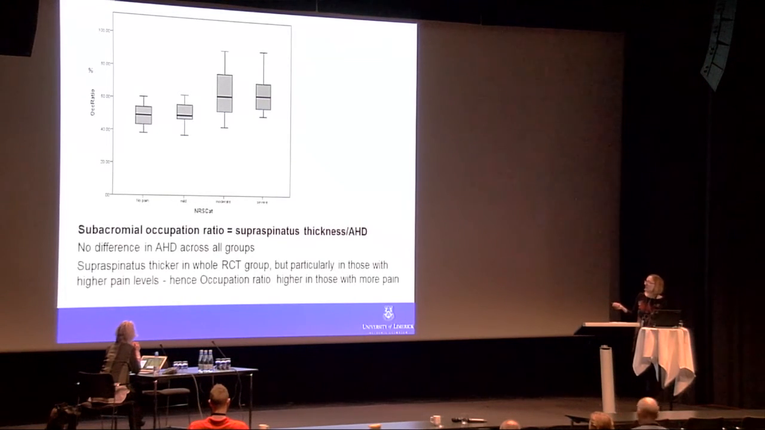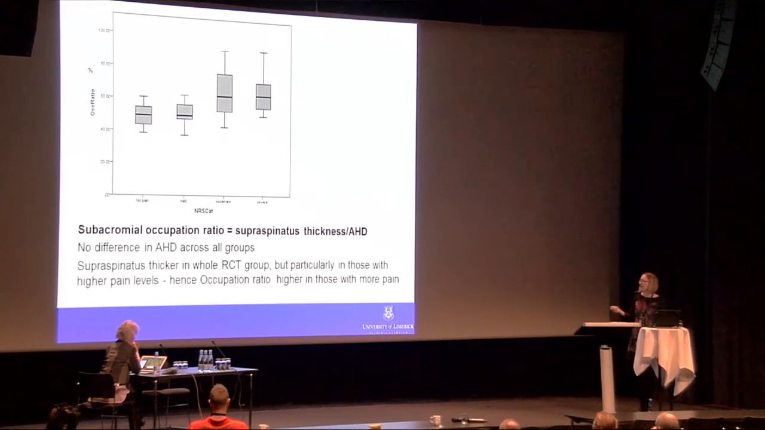This is the no pain group. These are the 40 people with pain. We divided them into mild, moderate, or severe pain across that 0 to 10 scale on the numerical rating scale. And the supraspinatus tendon in particular was larger in those with higher pain levels. And therefore, unsurprisingly, the occupation ratio was higher in that group.